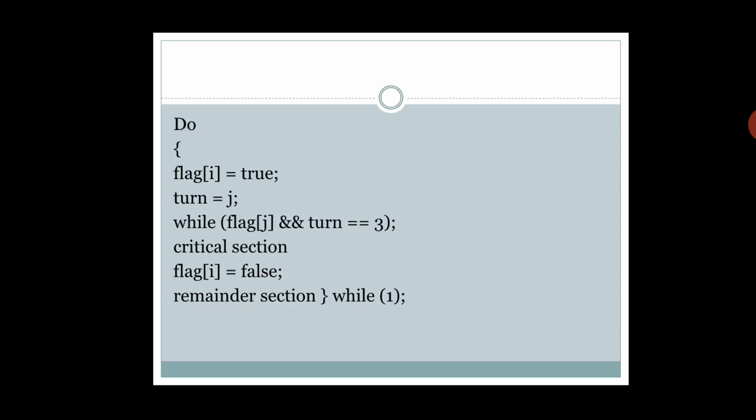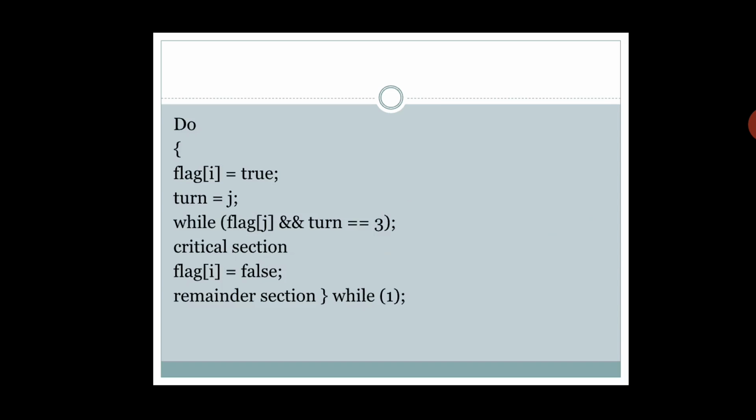Okay, so this is the code snippet you have to understand. There is a do while loop. Inside the do, you have flag of i, which is set to true. Now turn equal to j, whatever the j value, it will be set in turn. While flag of j and turn equal to j, if that is the case, then only processes are allowed to wait, otherwise they enter the critical section. What do you mean by flag of j and turn equal to j? Flag of j should be true and turn should also be j. Then only you are kept waiting. Otherwise, flag of i will be set to false.